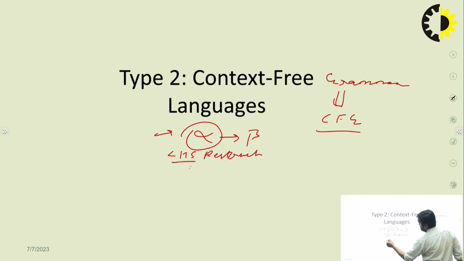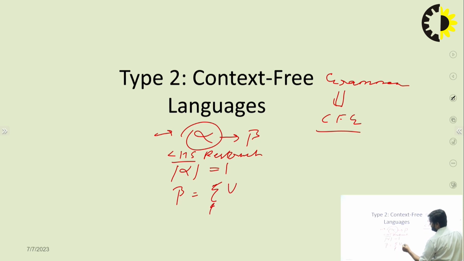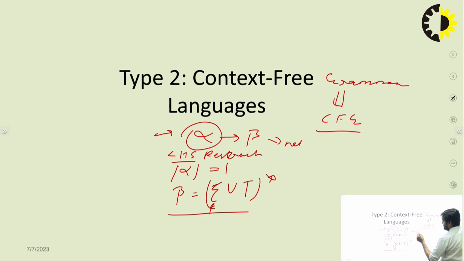The restriction is that only a single variable, length equal to 1, appears on the left. There is no restriction on the right hand side. Any string over variables and terminals can be generated. This type of grammar is known as a context free grammar, which generates a context free language, and a context free language is accepted by the PDA.